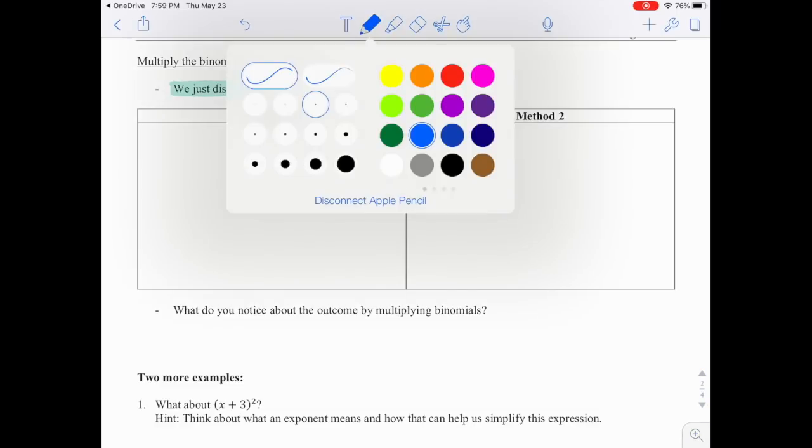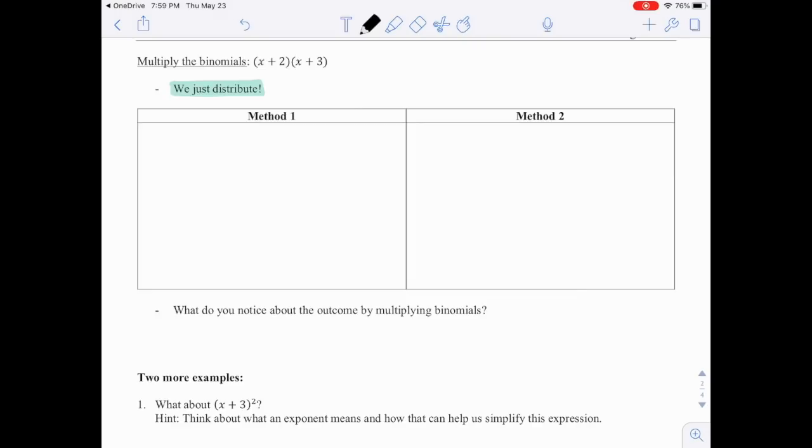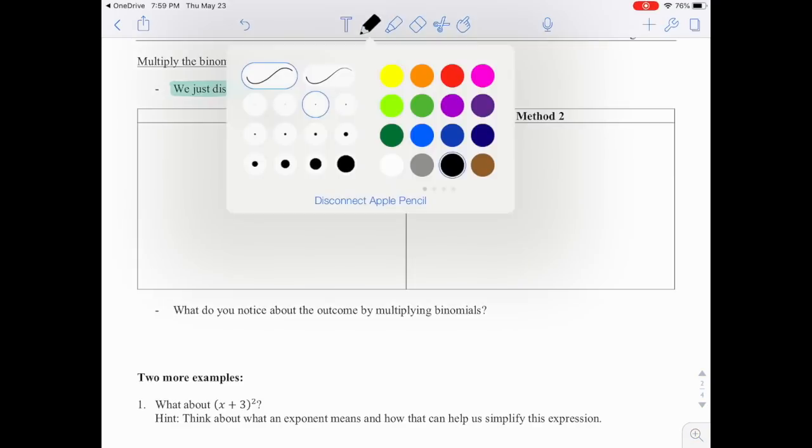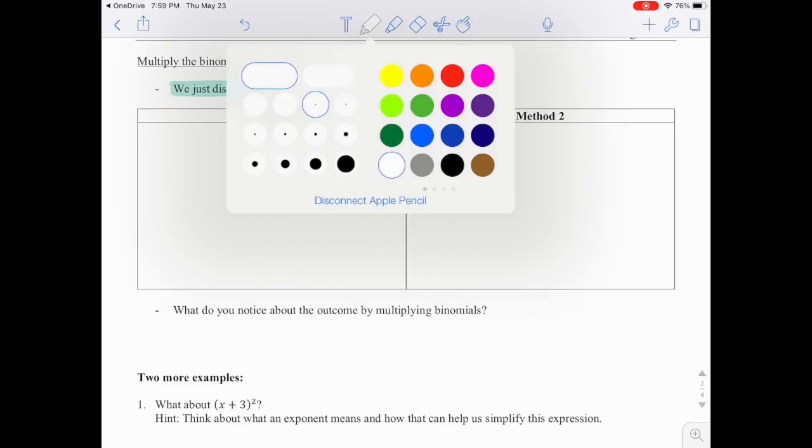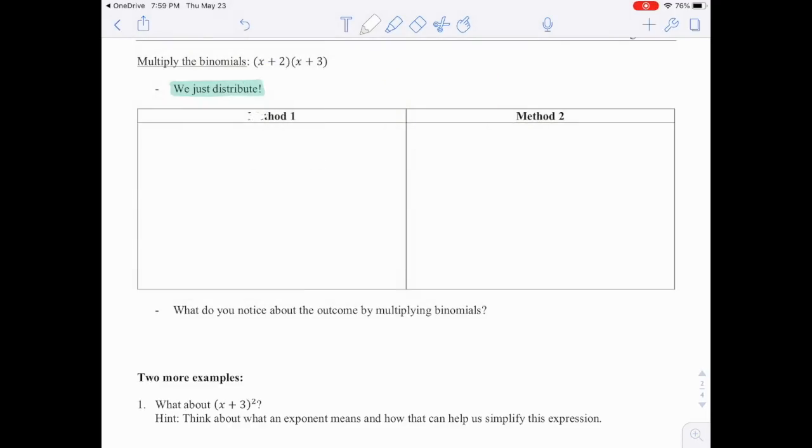I know this says method 1 and method 2, but there's no such thing, so I'm going to do this and just, whoops, let me make that bigger. I'm just going to make this one big box. We're only doing one method because that's what's really important here, and I don't want you to watch a 20-minute video, so the less methods, the better. Plus, no one ever really uses the other method, so there's no point of showing it to you.